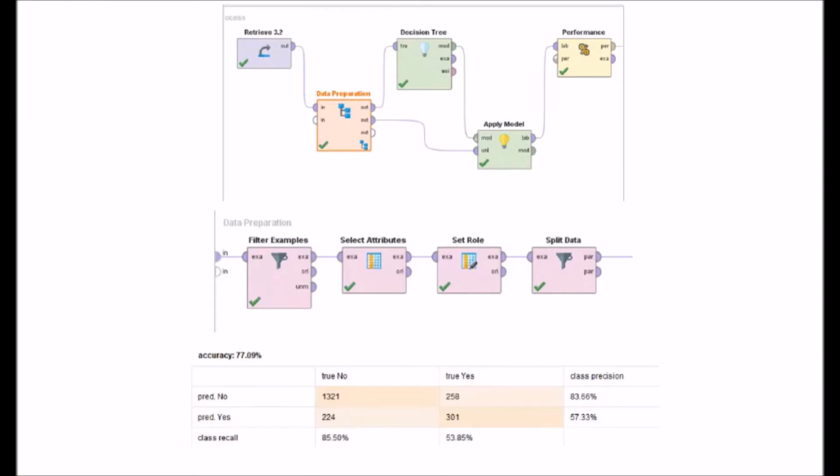The overall accuracy of the model is 77.09%, with the model being more accurate at predicting customers who have not left and recalling loyal customers who stayed.